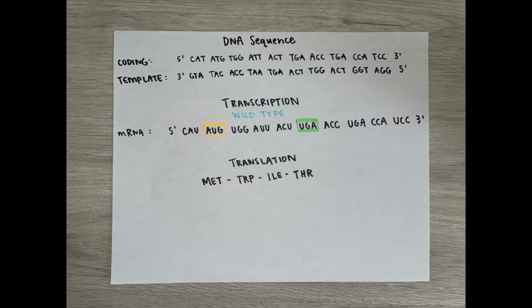The mRNA then undergoes translation where the corresponding amino acids are matched. Translation begins with the start or met codon and ends with the stop codon, which does not add an additional amino acid to the sequence.